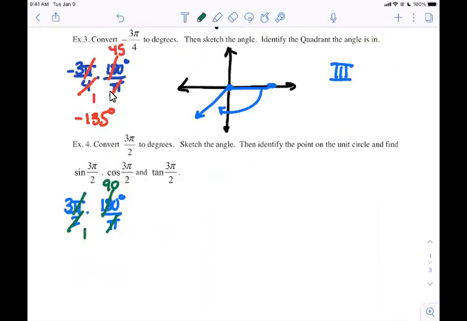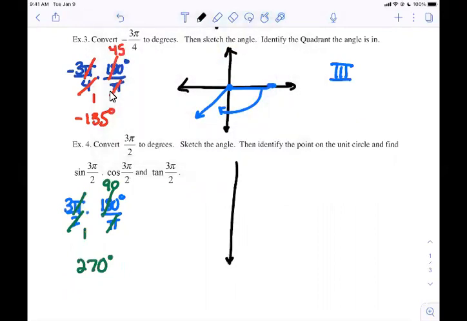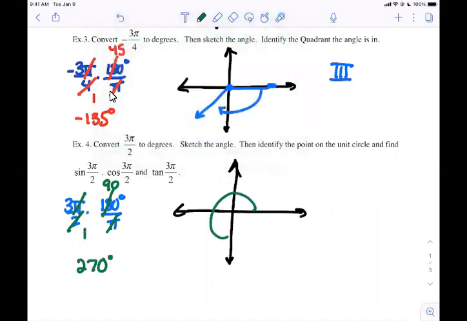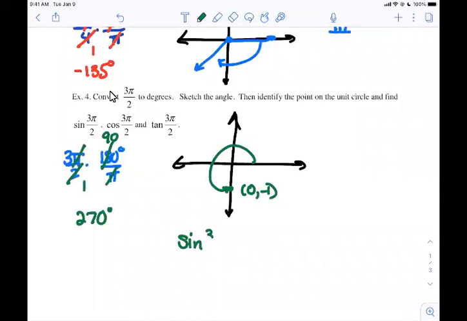All right, Jack, what did you get for the degrees? 270 degrees. That's what I got. All right, it says sketch the angle. So this is down here. Then you're going to use that this is the point 0, -1. So then the sine of 3 pi over 2.